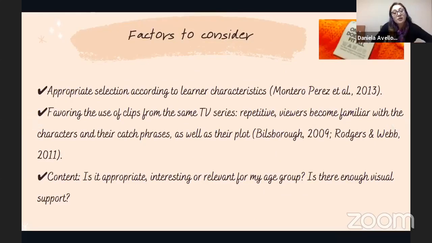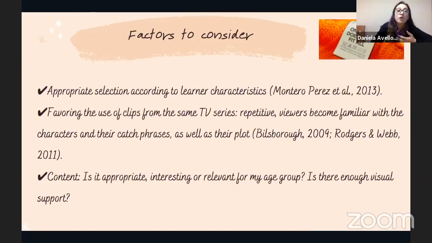And as mentioned earlier, when selecting audiovisual materials, there are different factors to consider. First of all, the appropriate selection according to learner characteristics. Favoring the use of clips from the same TV series, since they are repetitive, viewers become familiar with the characters and their catchphrases, as well as their plot.